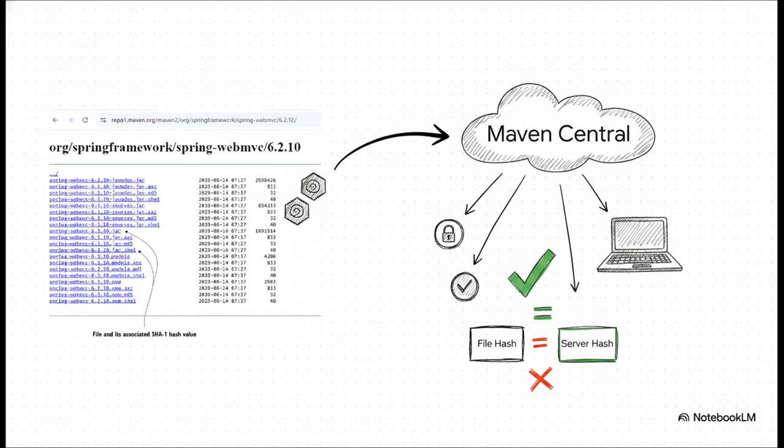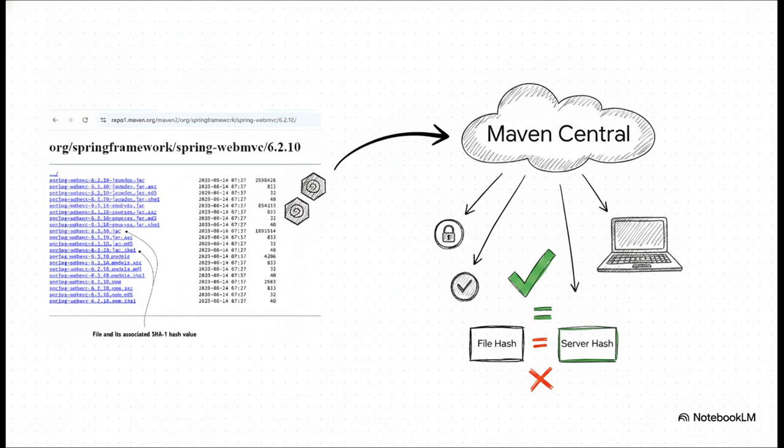Because of this, Maven Central distributes cryptographic hash files alongside every single library download. When your build tool downloads a software package, it doesn't just blindly trust that the download was flawless. It actually calculates the hash of the downloaded file locally on your machine, and then automatically compares it against the hash file provided by the Maven server.